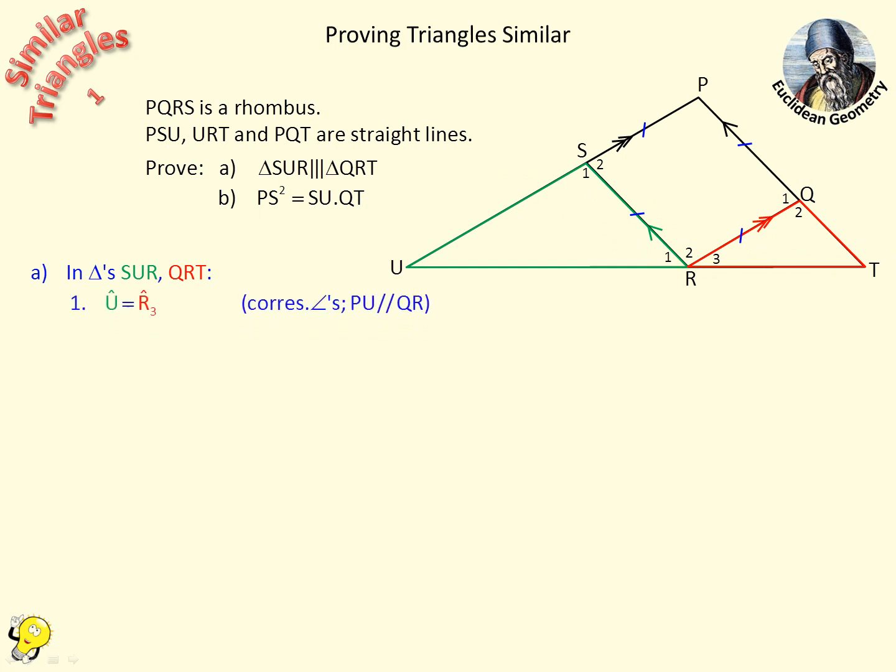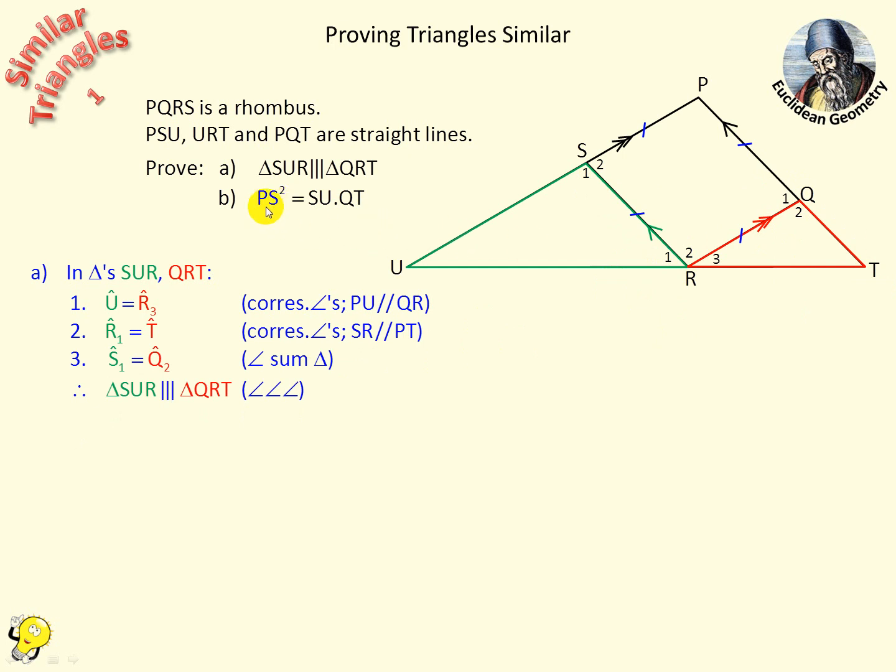But we have U equal to R3. Pretty straightforward, corresponding angles, parallel lines. We have R1 equal to T, corresponding angles, parallel lines. And we have S1 equals Q1, good old angle sum of a triangle. So there we are. There are our similar triangles.